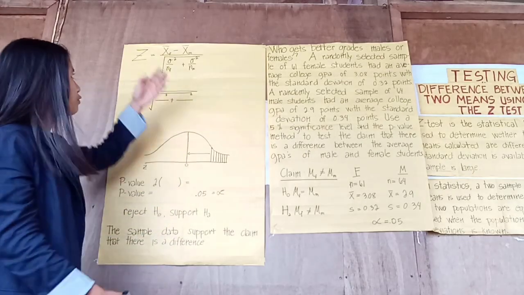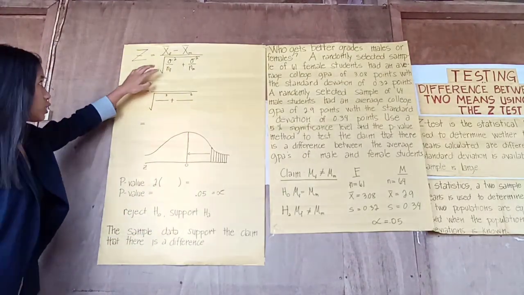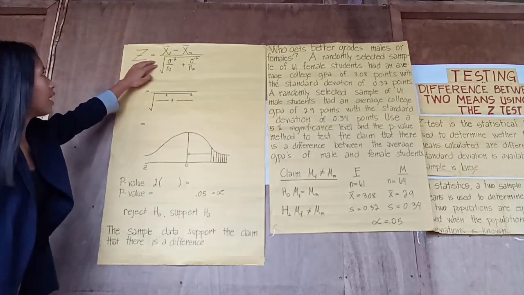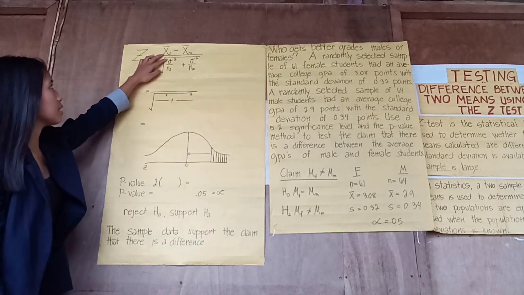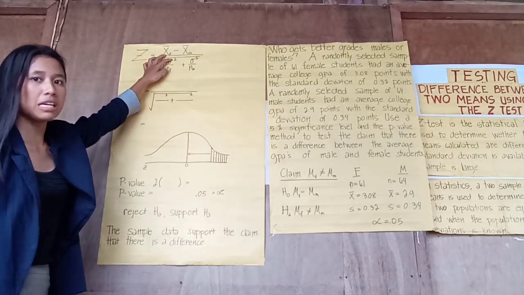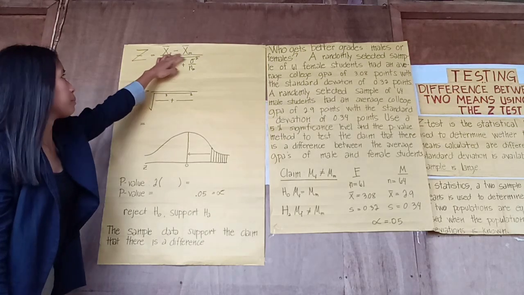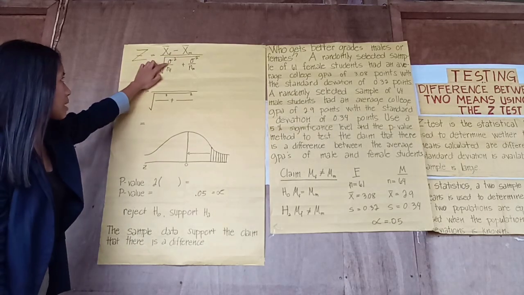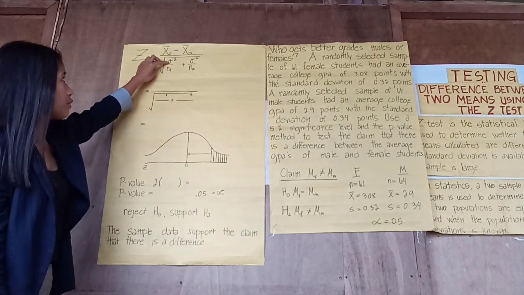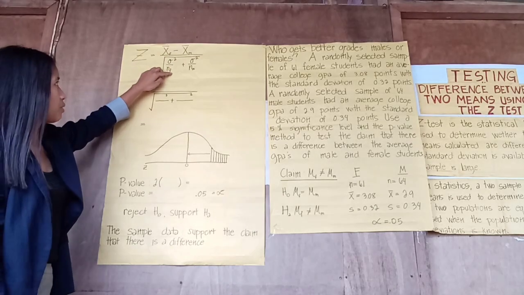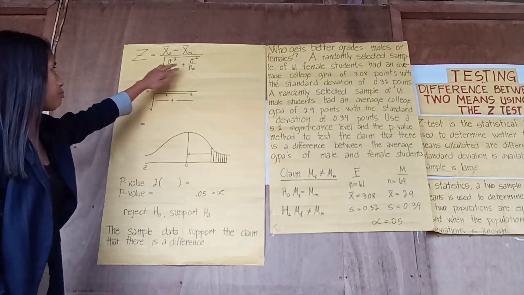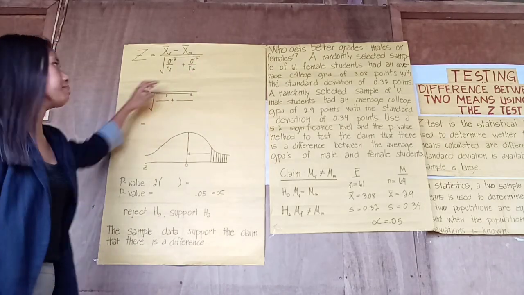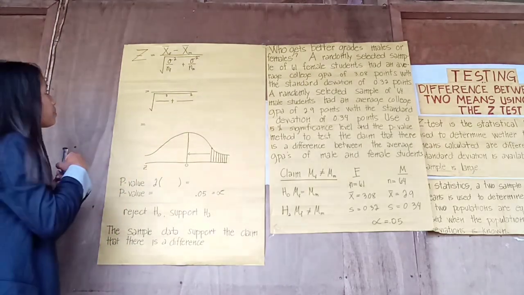So this will be our formula that we're going to use. We use the notation Z here because we're using the Z test, obviously. So the formula is Z equals X bar female minus X bar male over the square root of sigma squared over N female plus sigma squared over N male. Okay, so we're going to plot that here.